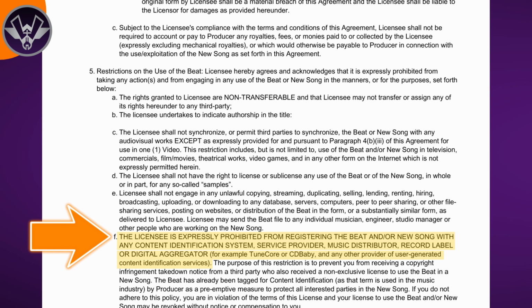It reads, the licensee is expressly prohibited from registering the beat and/or new song with any content identification system, service provider, music distributor, record label, or digital aggregator, right? Then it says, for example, TuneCore or CD Baby or any other provider of user-generated content identification service.